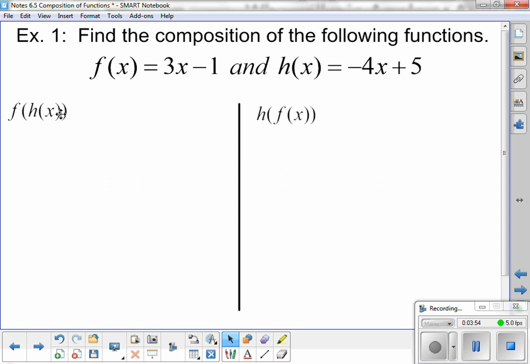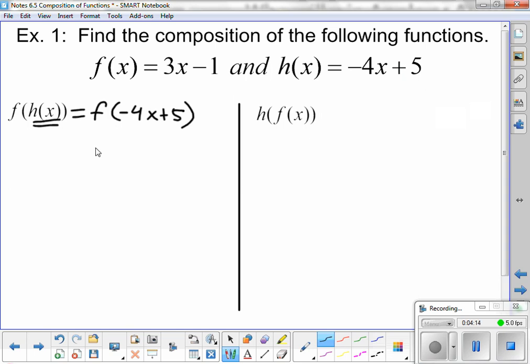A couple ways you can approach this. One way is just start substituting right away. You know what h of x is. h of x is negative 4x plus 5. So we can rewrite this as f of, now instead of writing h of x, we're going to put negative 4x plus 5.